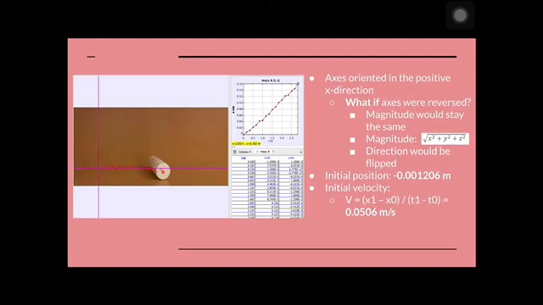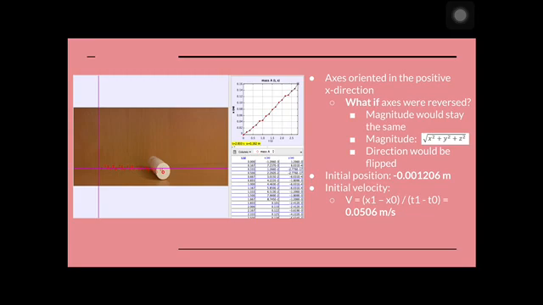Through this image, which is a screenshot taken from Tracker, it can be seen that I marked the center of the tube as it rolled across the surface in the x direction. The graph in the top right shows the positive linear relationship of position versus time. The axes are currently oriented in the positive x direction. However, if the axes were reversed, there would be some changes to some key figures. Magnitude would stay the same, as the formula involves taking the square root. However, direction and the sign of velocity would be flipped.